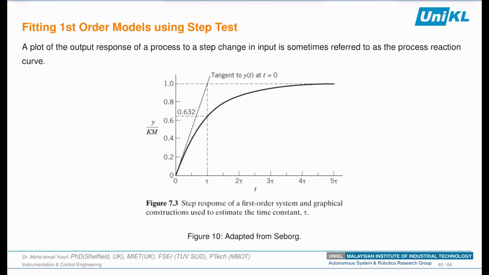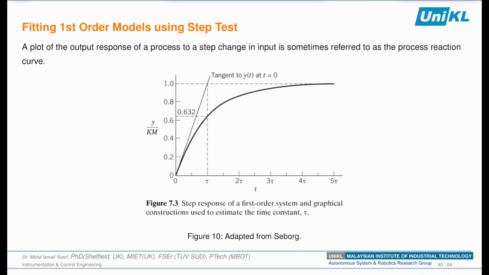The ultimate objective of empirical modeling or system identification is to get the model of the system. Often we can have a first order model which represents a process control. This particular illustration shows a common system identification which represents a process control. This plot of the output response of a process to a step change in input is sometimes referred to as the process reaction curve.